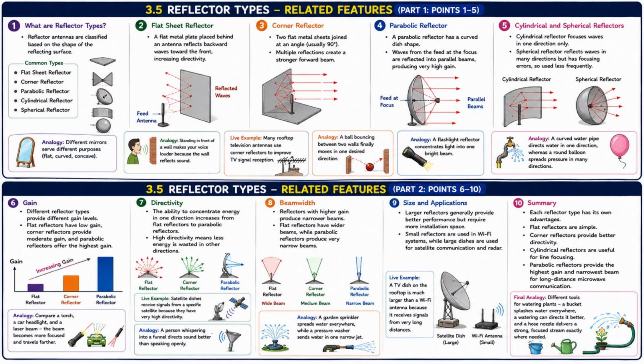Hi students, today's topic is reflector types and its related features, topic number 3.5 in our AWP subject. What are reflector types? First we will learn, then we will go for other points. Reflector antennas are classified based on the shape of the reflecting surface. Common types are flat sheet reflector, next corner reflector, next parabolic reflector, next cylindrical reflector, last one is spherical reflector.